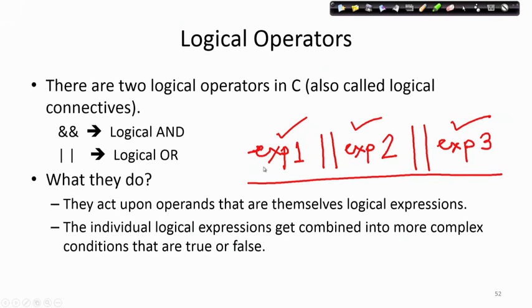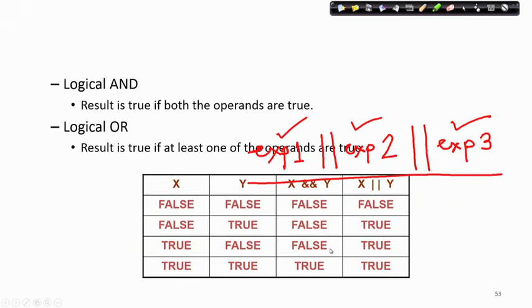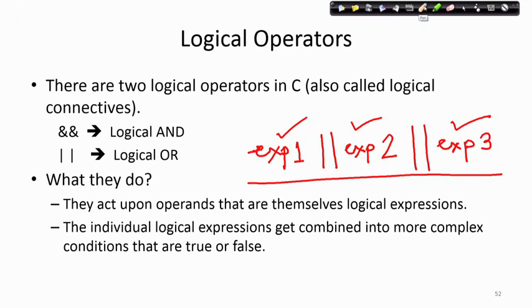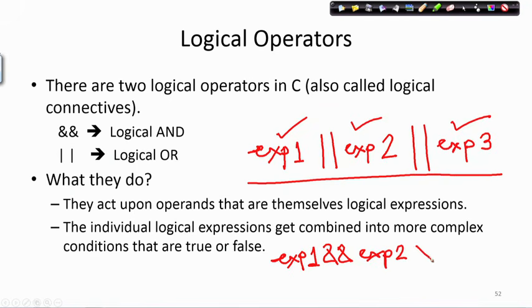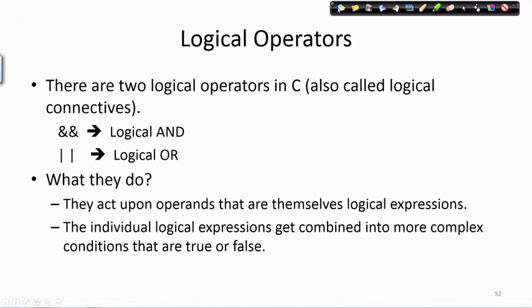So, what is the difference between logical OR and logical AND? In logical AND, if it was written like expression 1 and expression 2 and expression 3, this composite AND expression would be true only if all these three expressions are true. So, that is logical OR.